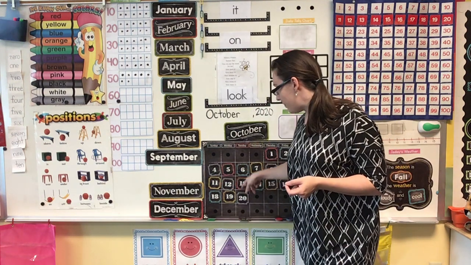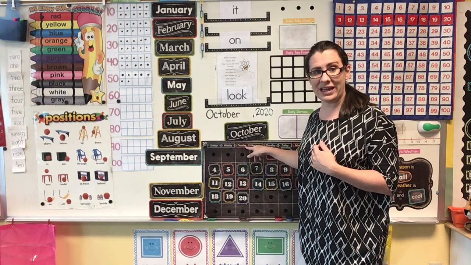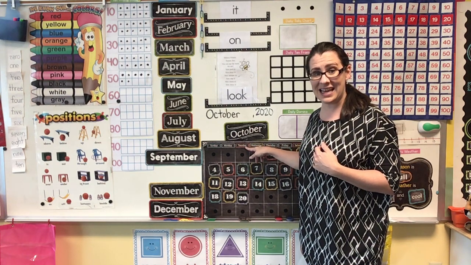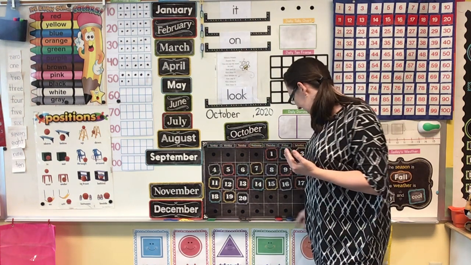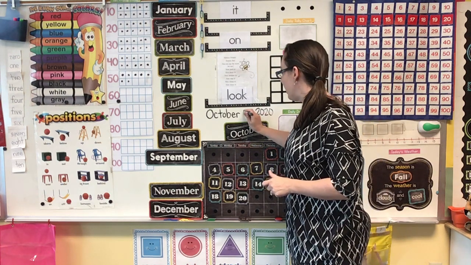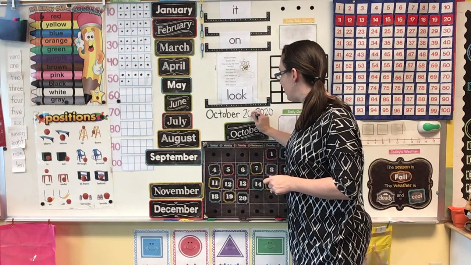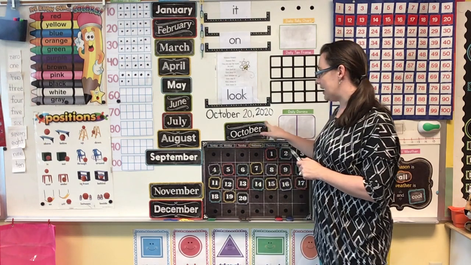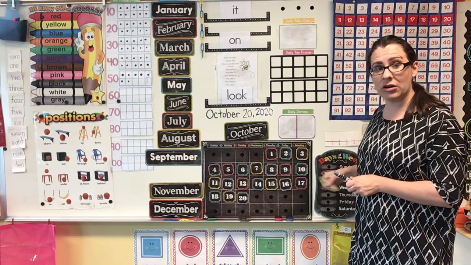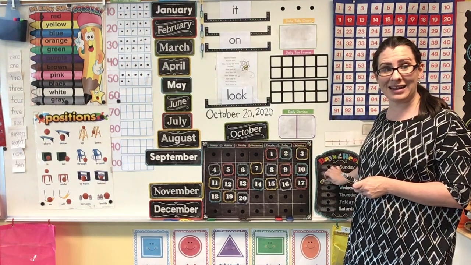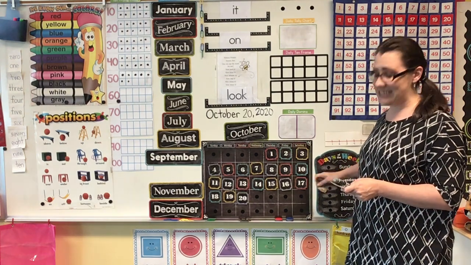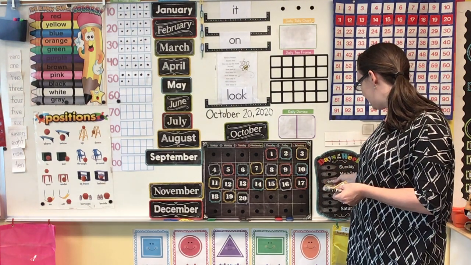And if I look up here, it tells me what day of the week it is. Do you know what day of the week it is today? Tuesday. So let me mark right here that it's October the 20th, 2020. And we need to put over here on our days of the week what day of the week it is. And you just told me today is Tuesday.